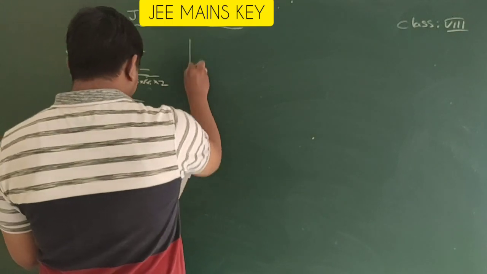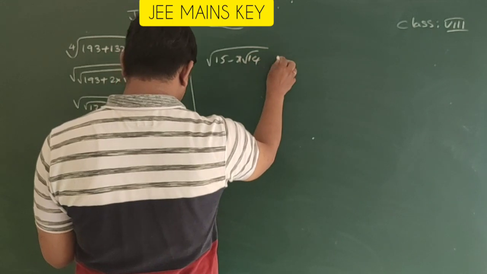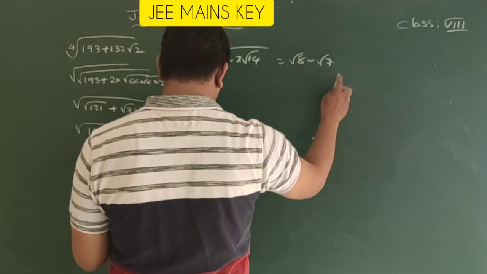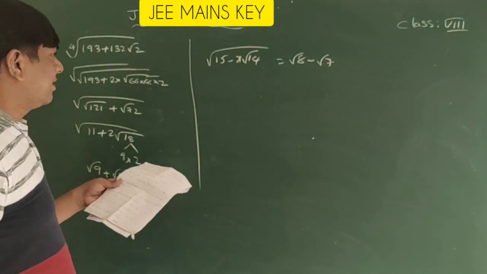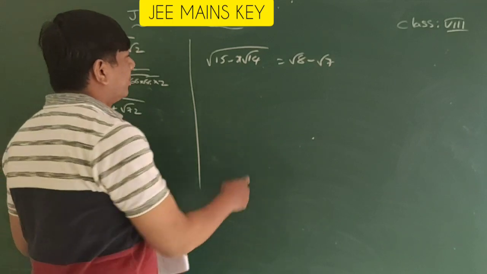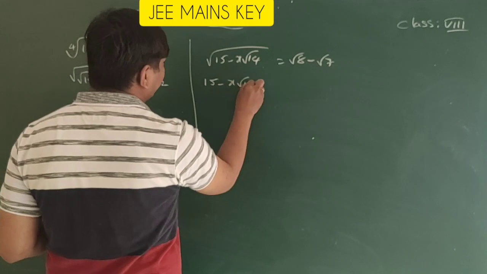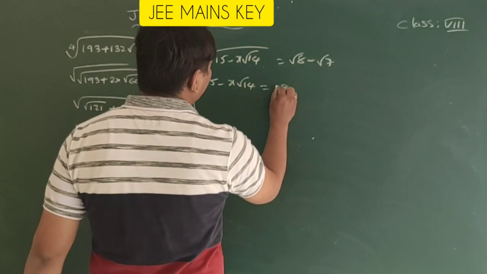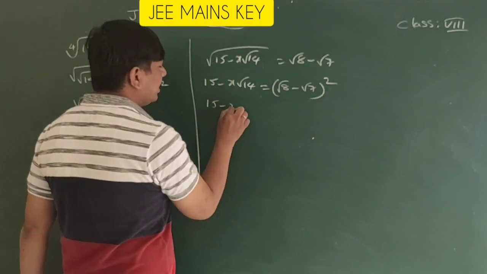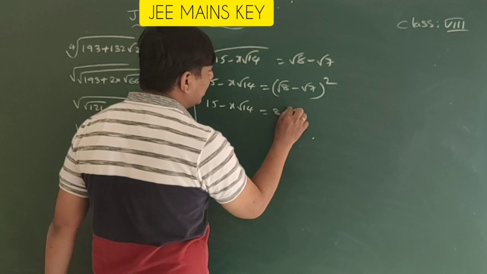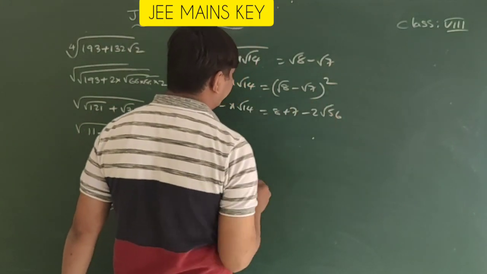Next one is, if square root of 15 minus x into root 14 is equal to root 8 minus root 7, then find the value of x. So the procedure is squaring on both sides. 15 minus x into root 14 is equal to root 8 minus root 7 whole square. 15 minus x into root 14 is equal to 8 plus 7 minus 2 into root 8 7 is 56.